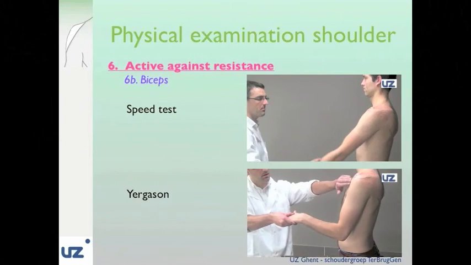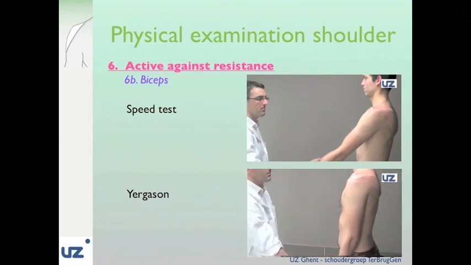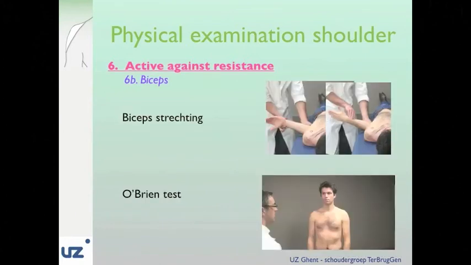The Jergesen test is focusing more on the supination function of the biceps. In a pronated and flexed elbow, supination of the forearm is performed against resistance. As in the speed test, this test is positive if this induces pain in the region of the sulcus intertubercularis.